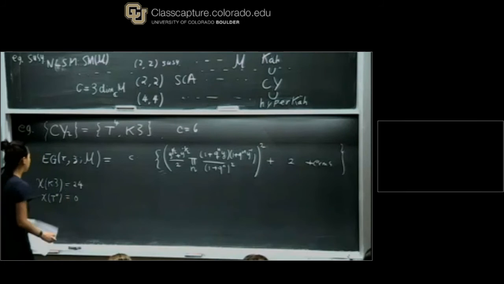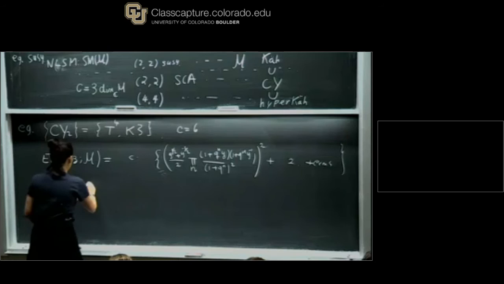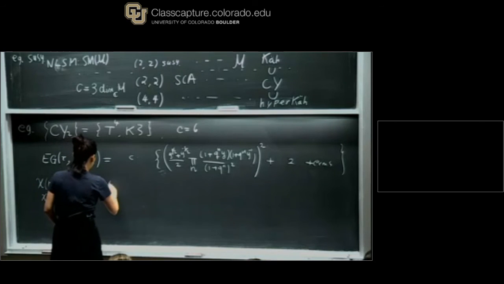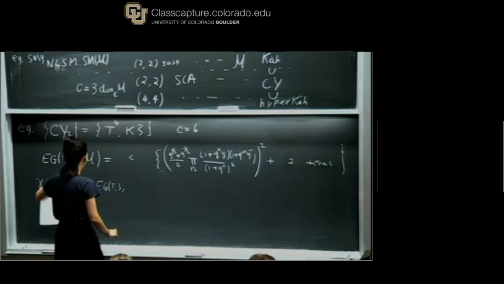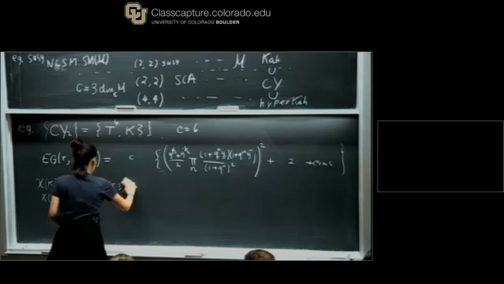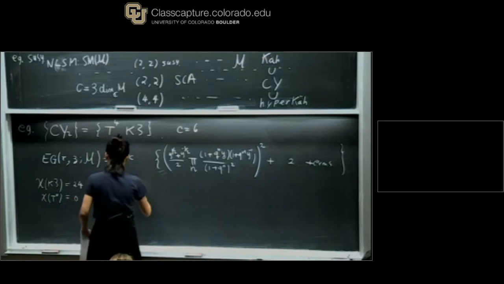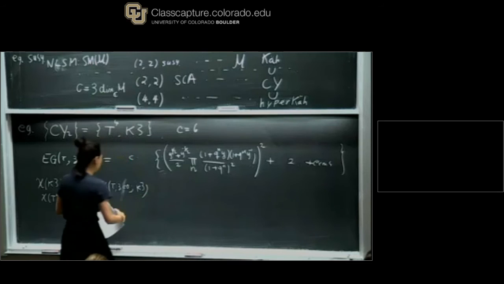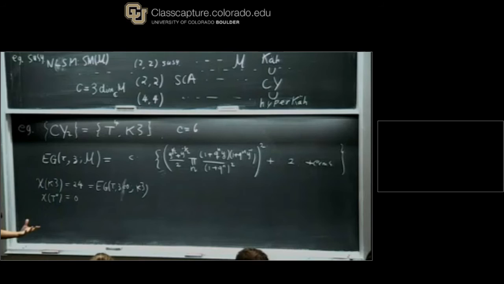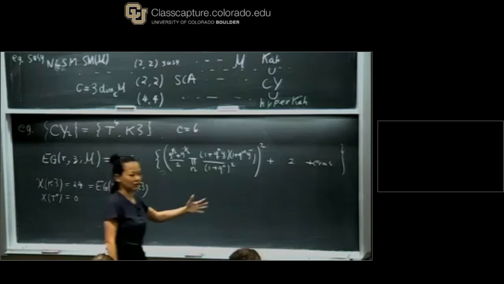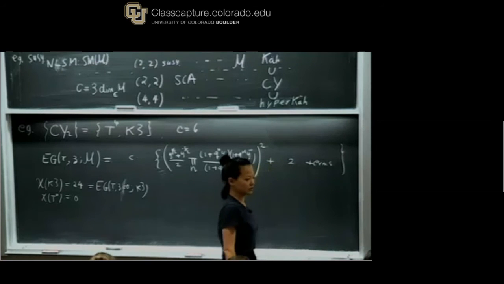And if you look closely at the definition of the elliptic genus, you can convince yourself that the elliptic genus in general will give you the Euler characteristic if you put z to be 0. In other words, it reduces to the well-known fact that the Witten index of the sigma model on the Calabi-Yau is nothing but the Euler characteristic of the Calabi-Yau.